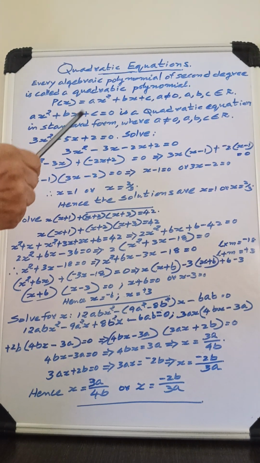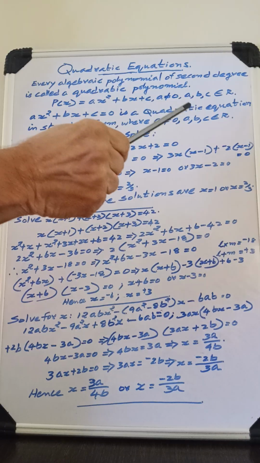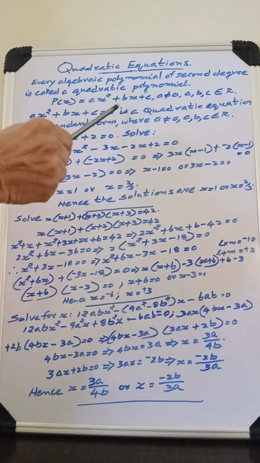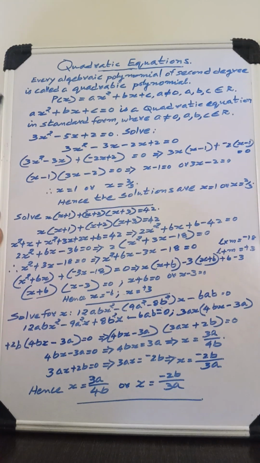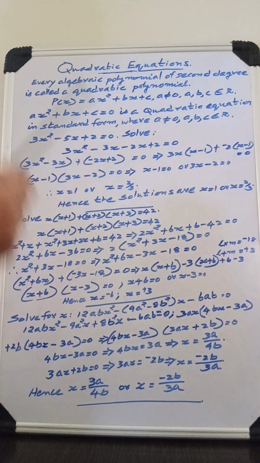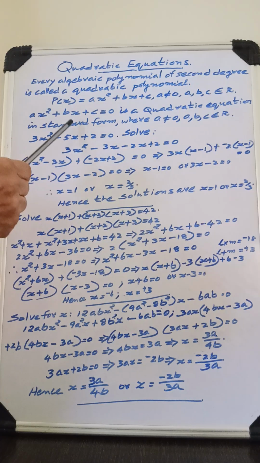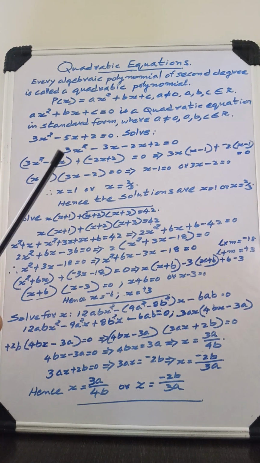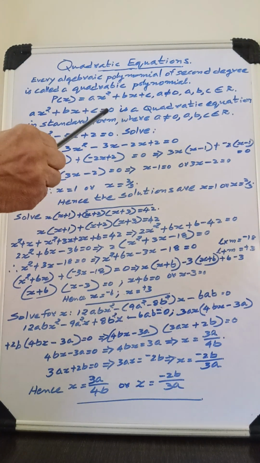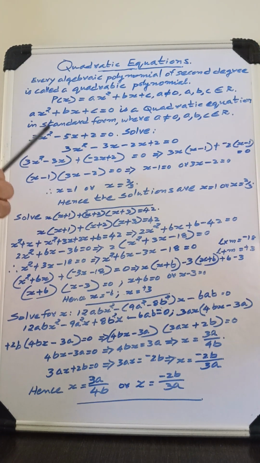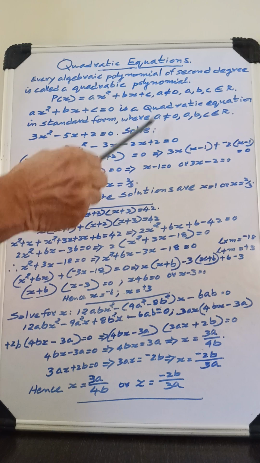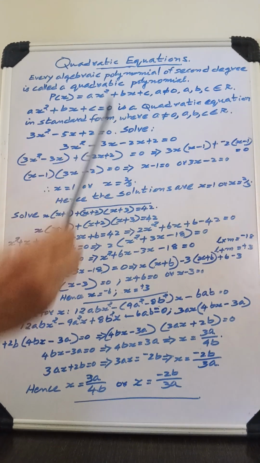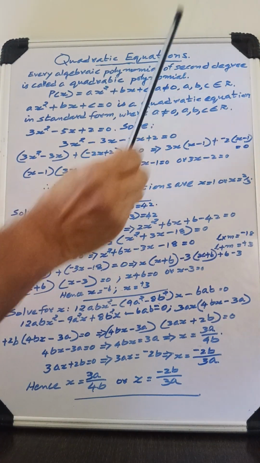Ax squared plus bx plus c equals 0 is a quadratic equation. That means p of x equals ax squared plus bx plus c is a quadratic polynomial, but ax squared plus bx plus c equals 0 is an equation. Therefore, it is a quadratic equation in standard form where a is not equal to 0, and a, b, c belong to the set of real numbers.